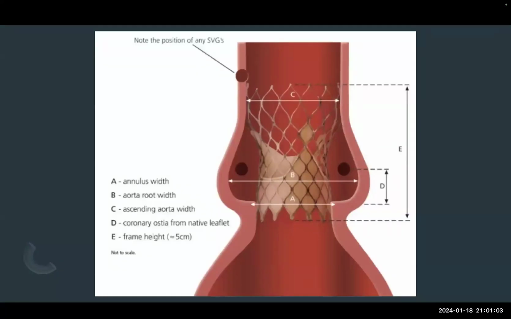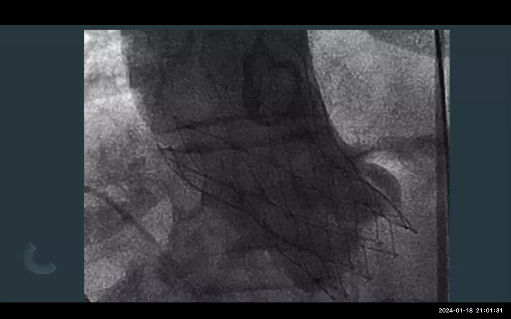So this is how TAVI looks. This is Evolut. And here is the annulus, here is the sinus of Valsalva, here is the coronary height, and here is the height of the sinus of Valsalva. The blood flow comes from here, going to the right, and from here, going to the left. And this is how it looks at the end. We can see the coronaries, the left and the right, and the valve here.